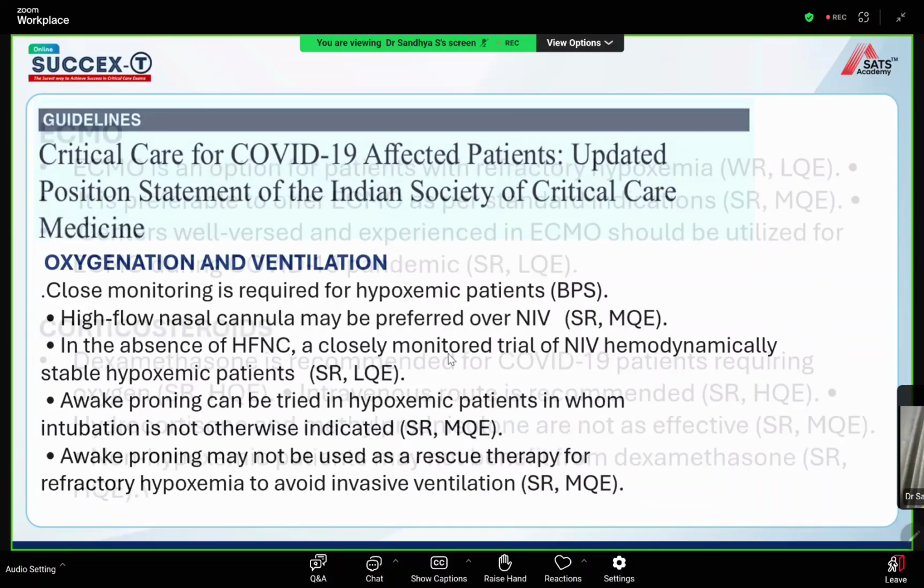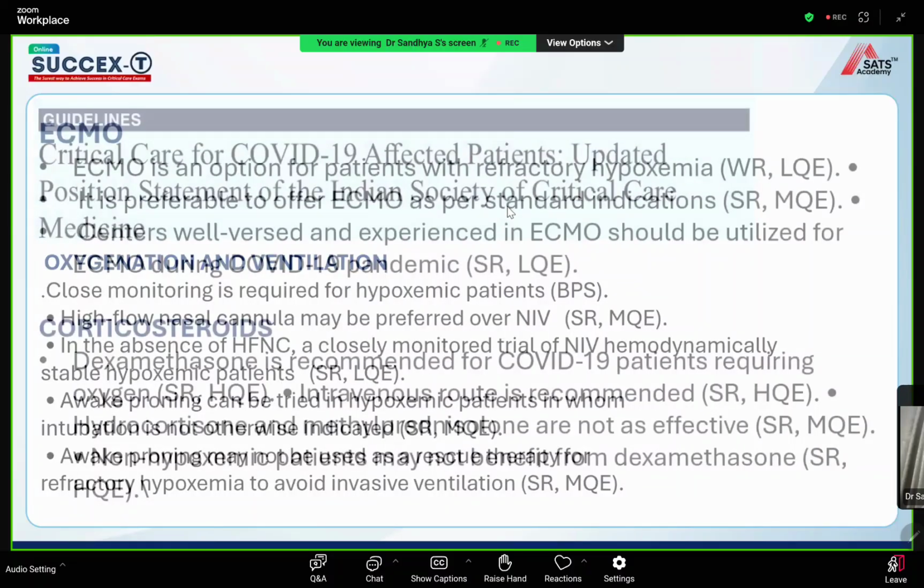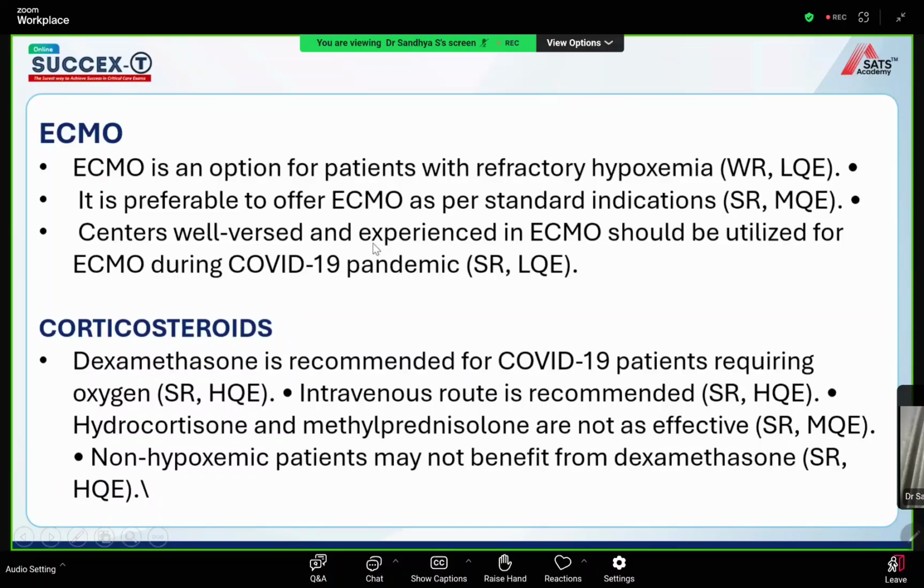ECMO should be an option in any patient with refractory hypoxemia, and it has to be used as per the standard indications. And if you are not well equipped or you don't have much experience in ECMO, the patient should be referred to an ECMO center.